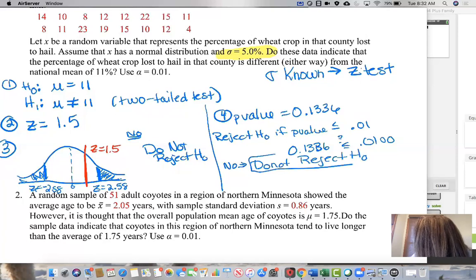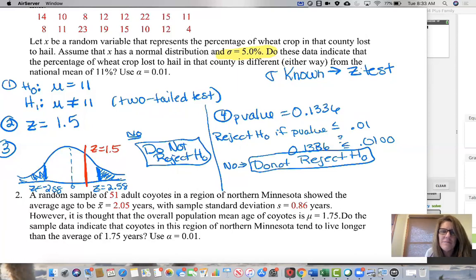Okay, so our two decisions here have to match. They have to be the same.